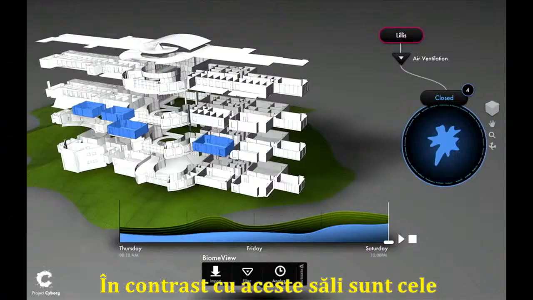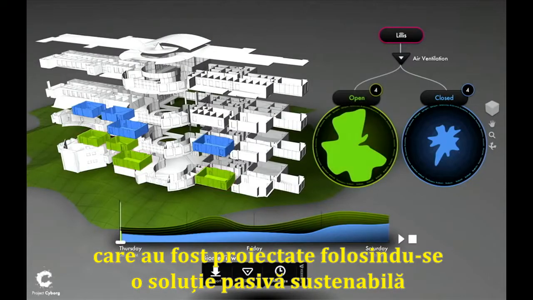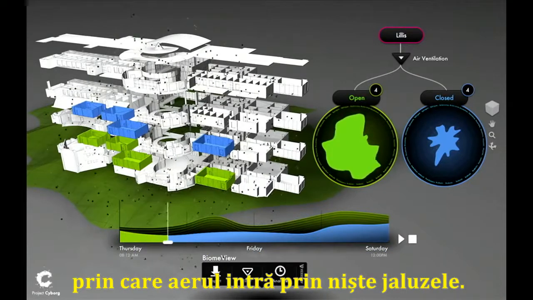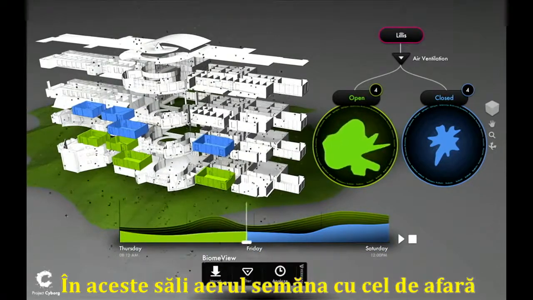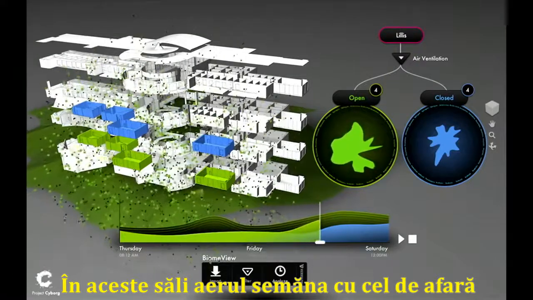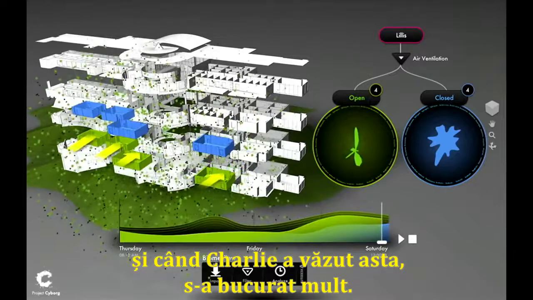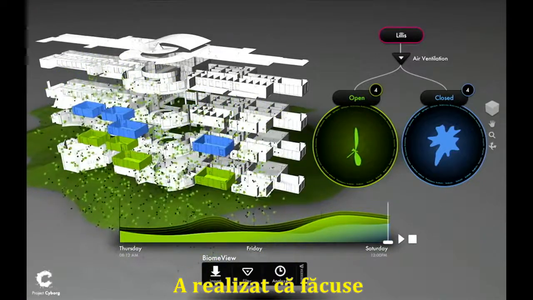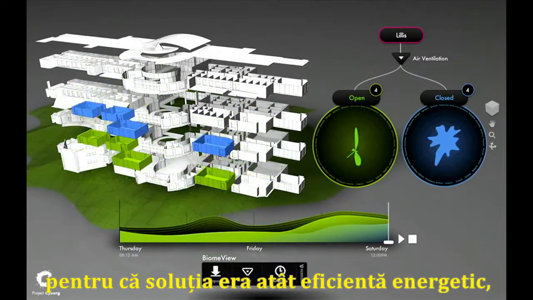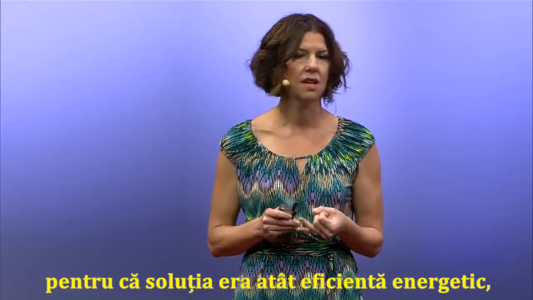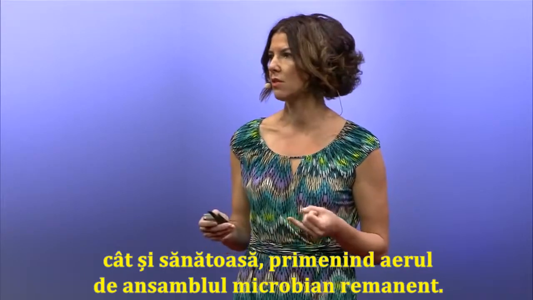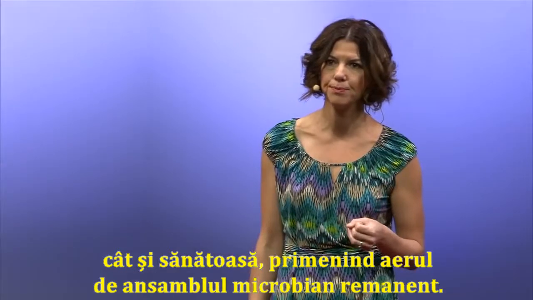Contrast this to rooms that were designed using a sustainable passive design strategy where air came in from the outside through louvers. In these rooms, the air tracked the outdoor air relatively well, and when Charlie saw this, he got really excited. He felt like he had made a good choice with the design process because it was both energy efficient and it washed away the building's resident microbial landscape.